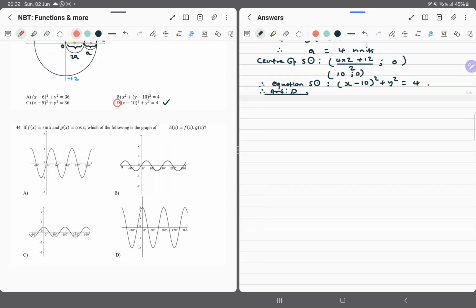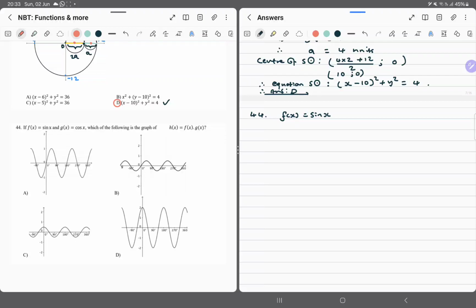All right. So let's look at this 44. We've been hitting 44s for a while now. f of x is equal to sine x. Okay. So what is this? This is the standard sine graph. Okay. The standard sine graph, what do we know about it?